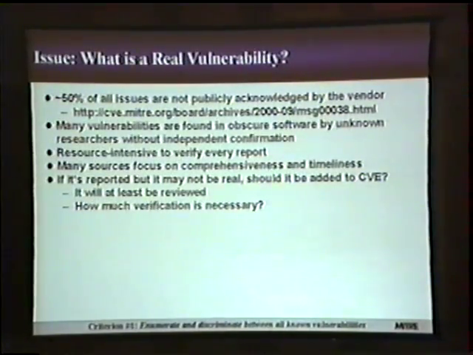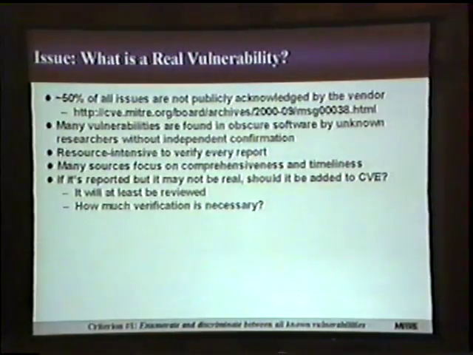Unfortunately, it's also very resource intensive just to try and verify each report. You have to have the software, or you have to at least know people who are running the software. You have to come up with an exploit, or you have to debug the exploit that you might have found, those kinds of things. So one of the fundamental questions that we're asking nowadays, after a bit of reflection and a bit of realization of the scope of the problem, is: if something is reported but we aren't necessarily sure if it's real or not, should it still be included in the CVE list?